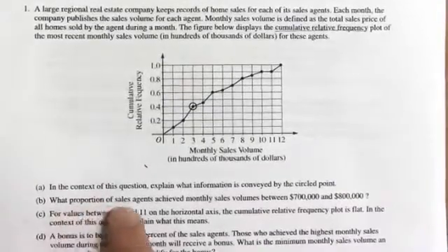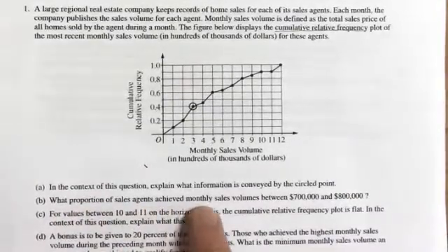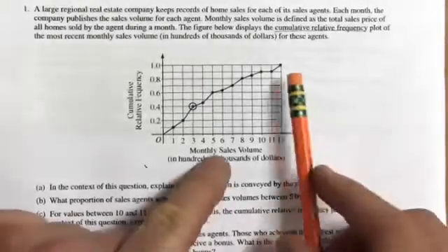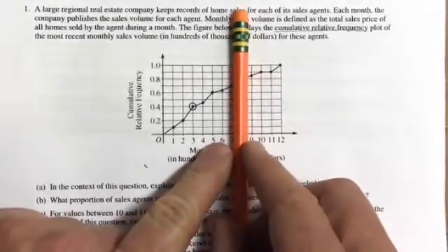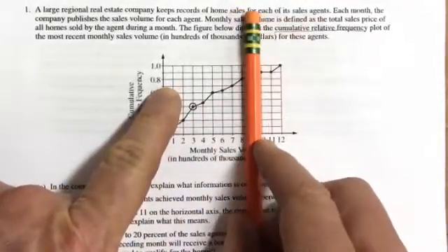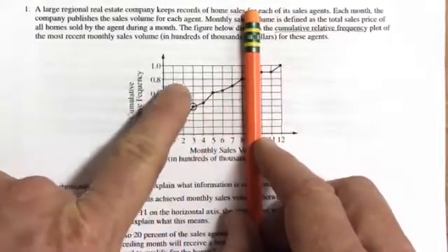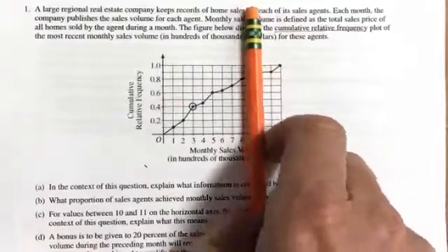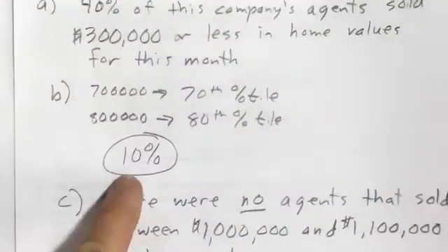So B, what proportion of the sales agents achieve monthly sales volumes between 700,000 and 800,000? So you use a straight edge, go to 700,000. Well, that would be up to the 70th percentile, and 800,000, appropriately enough, is at the 80th percentile. And so the difference between the 80th and the 70th percentile is 10%. And so that's all there was to that one.